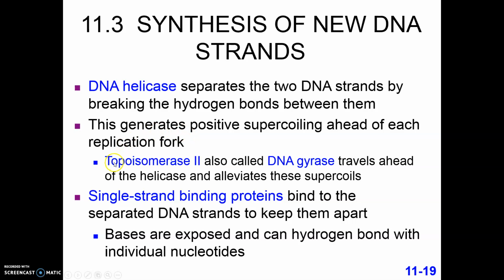So we have topoisomerase 2, which we've also called DNA gyrase. This travels ahead of the helicase, so it is in front of the helicase, and it introduces negative supercoils to alleviate the positive supercoiling that would occur. So we're being proactive: DNA gyrase comes in and starts adding extra negative supercoiling to prevent positive supercoiling.